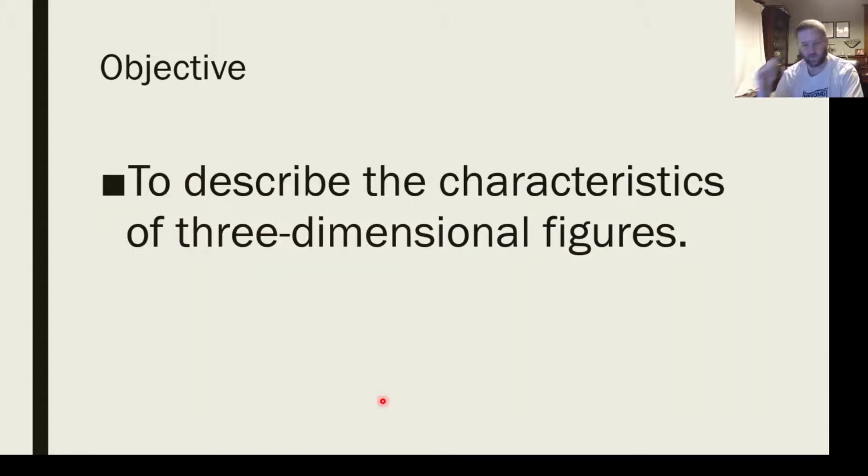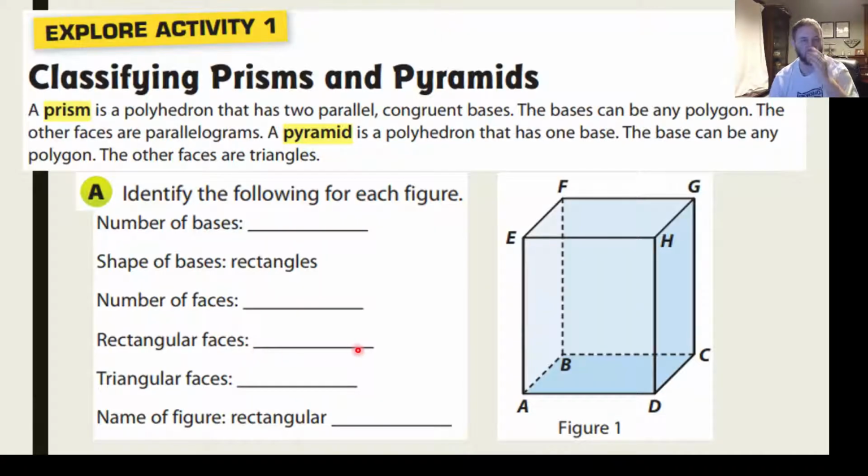Our objective for today's lesson is to be able to describe the characteristics of 3-dimensional figures. Okay, so let's look at our first explore activity here, classifying prisms and pyramids.